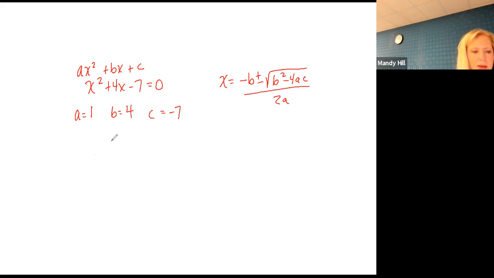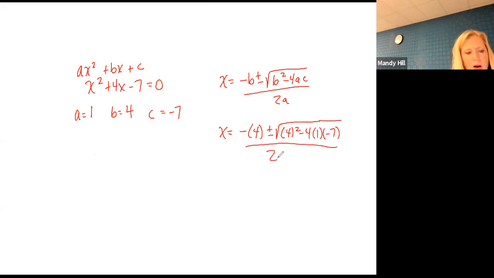Okay, so now we want to plug it into our formula. x is equal to negative b, and b is 4 here. Then we've got 4 squared minus 4 times 1 times -7, which is c, all over 2 times 1. So I've plugged in the numbers. When I plugged them in, I put them in parentheses. Okay, so I've got -4 plus or minus.